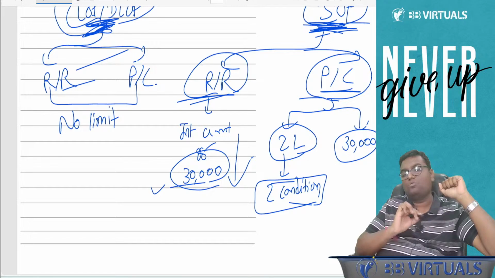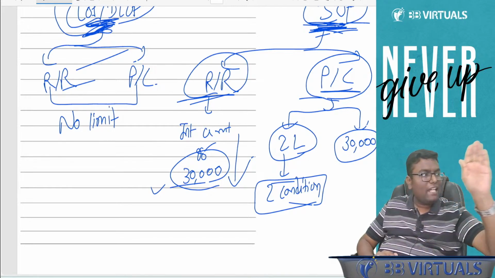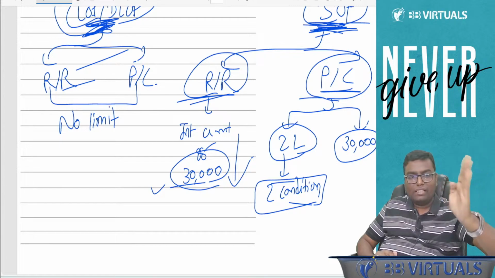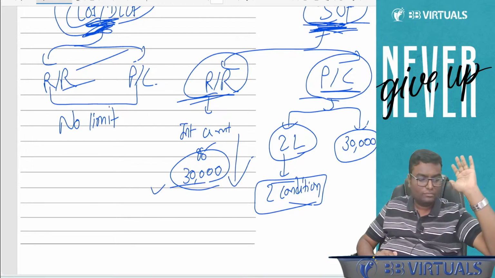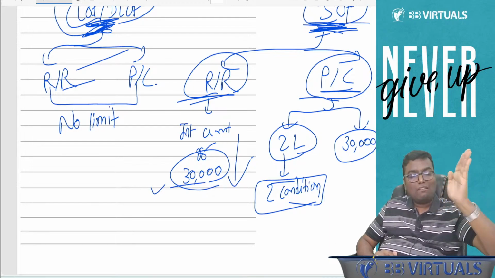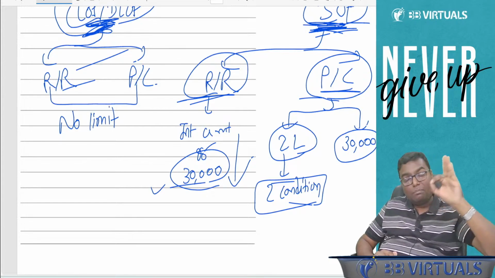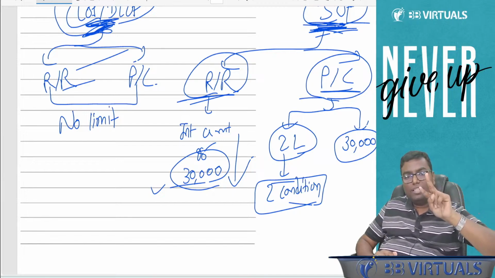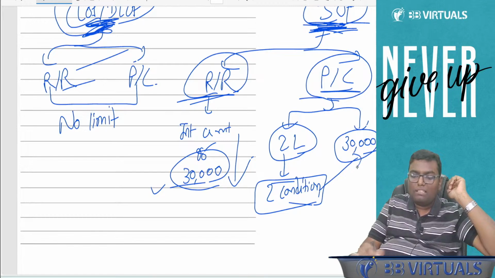restricted to 30,000. See once again, if it is a LOP or deemed LOP, either repair renovation or purchase construction, no limit at all, full deduction. If it is SOP, and the loan is taken for repair or renovation, the maximum deduction will be 30,000. If it is purchase or construction and two conditions are fulfilled, every year I will get deduction of rupees 2 lakh. But if it is not fulfilled, I will get deduction of rupees 30,000.